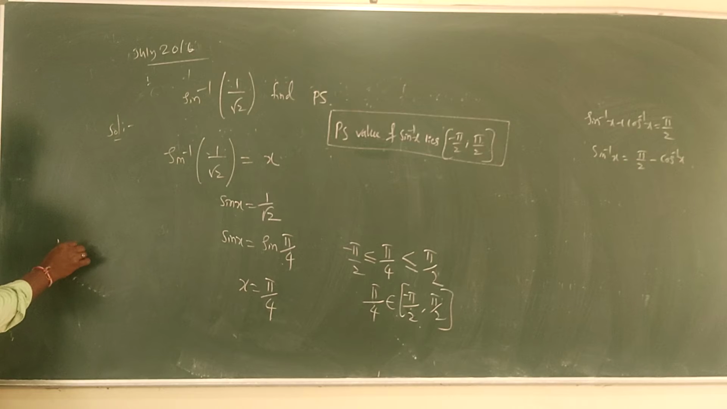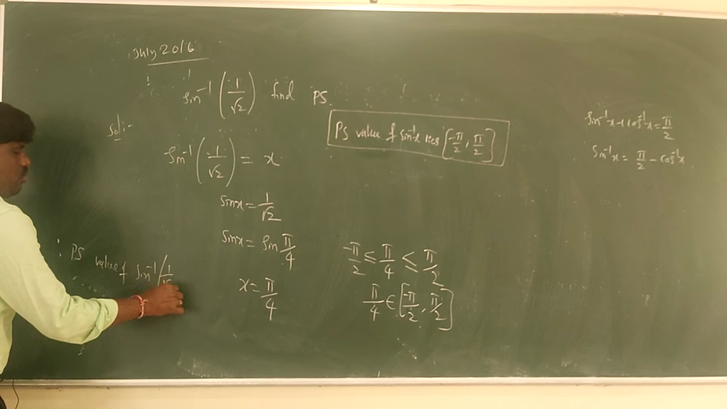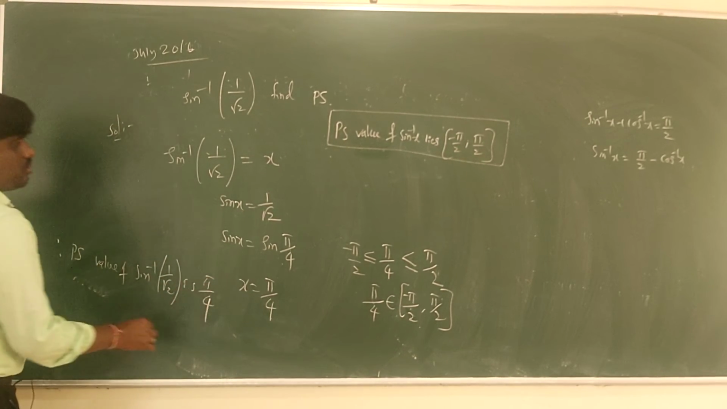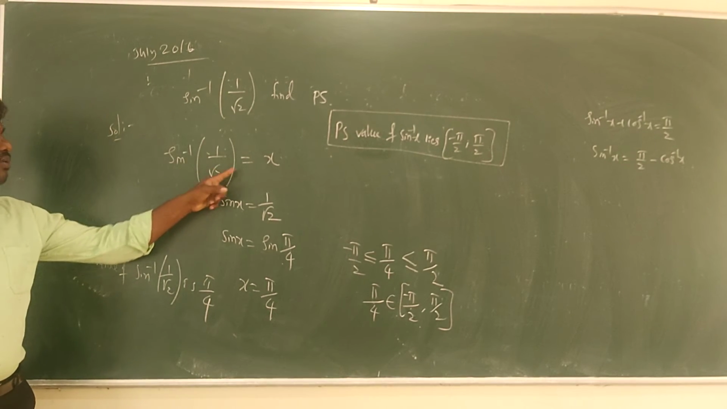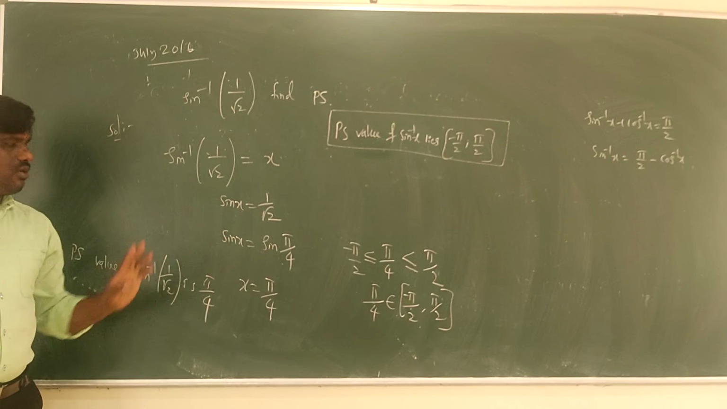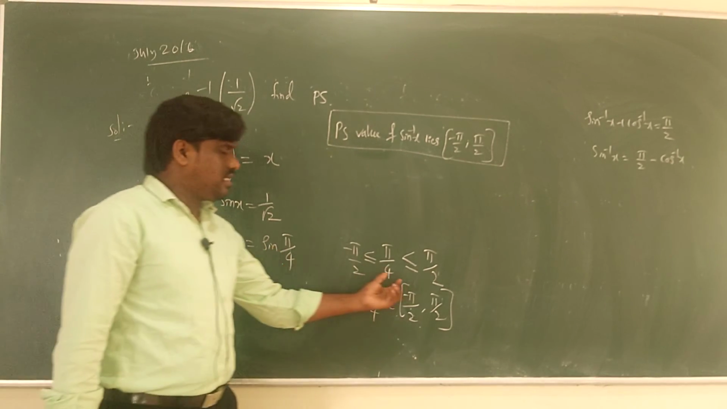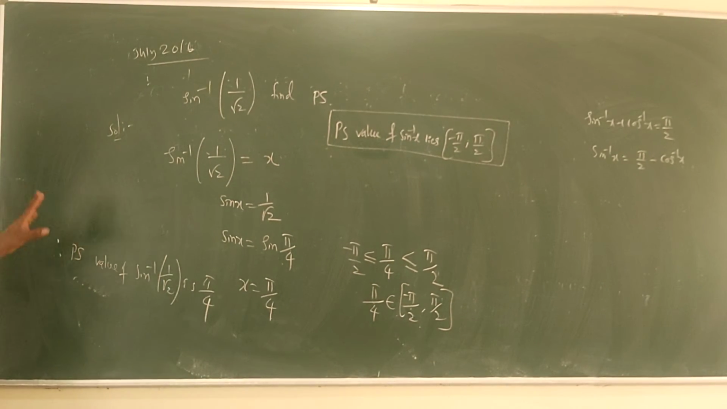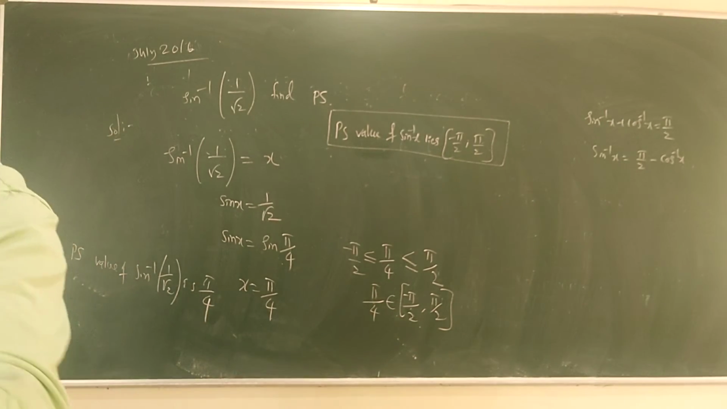Therefore the principal value of sine inverse 1 by root 2 is pi by 4. Because it's a 3 marks question, you have to write all these steps compulsorily. You should write like this: sine inverse 1 by root 2 is equal to x, sin x equal to 1 by root 2, sin x equal to pi by 4. So this branch is lying in between this. So sine inverse 1 by root 2 is pi by 4. They asked this for 3 marks in 2016.